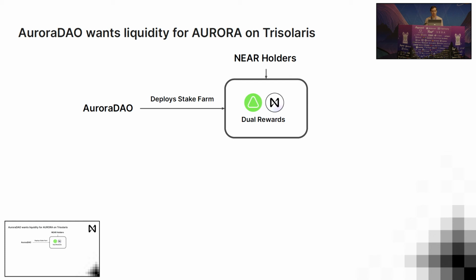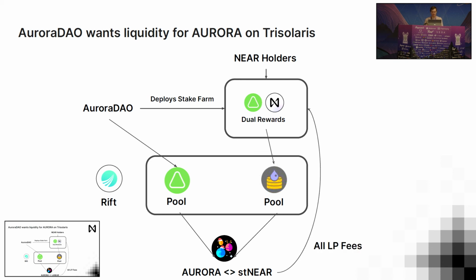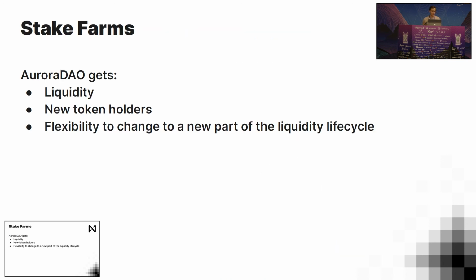So NEAR holders will put their tokens into the stake farm. We'll bring Rift back into the example here. You'll notice the one difference: you have the Aurora pool, but now you have a different token. That token is staked NEAR. Just imagine it as the staked version of NEAR, earning rewards as staking rewards come in. The AuroraDAO is still going to put their tokens in the Aurora pool. The stake farm is going to deploy the tokens into the stNEAR pool, and then bam, we have that liquid Aurora-stNEAR pool on Trisolaris, and again all of the LP fees are going to NEAR holders.